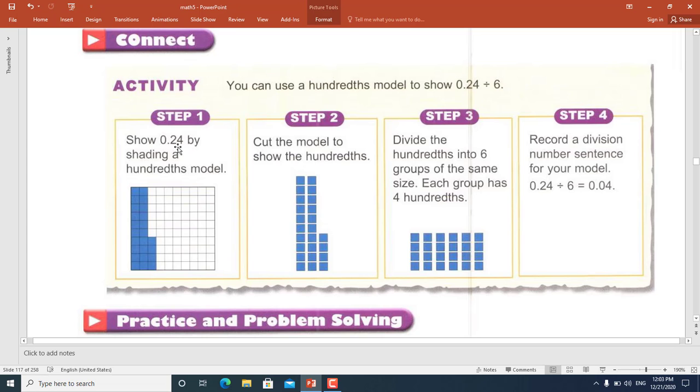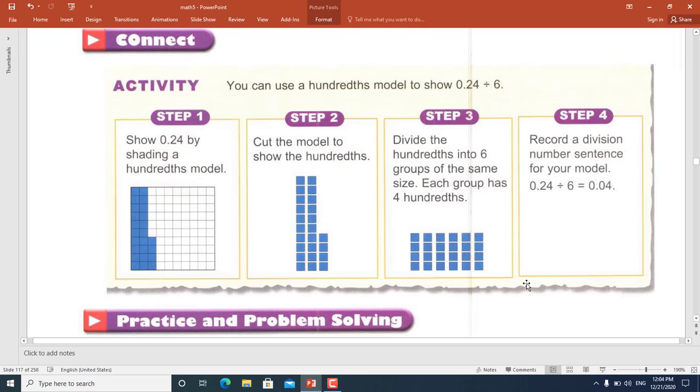After that we'll color 24 of them. After that we cut this 24, we make 24 small parts. We will divide by 6. We see that each row takes, so 24 divided by 6 is 4, and this 4 is from the place hundredths. So we'll put 0 point 0 to make this 4 in the place hundredths.